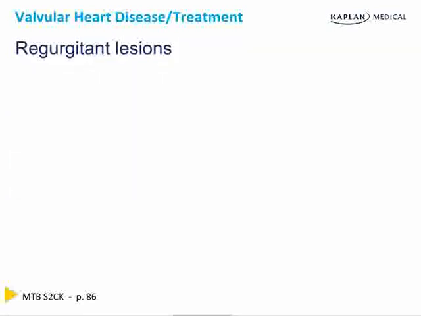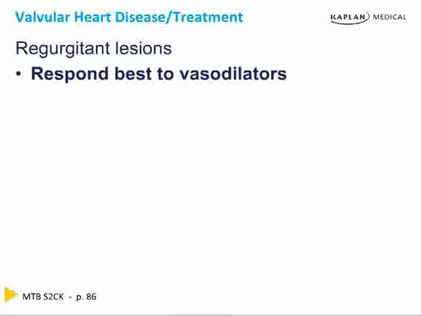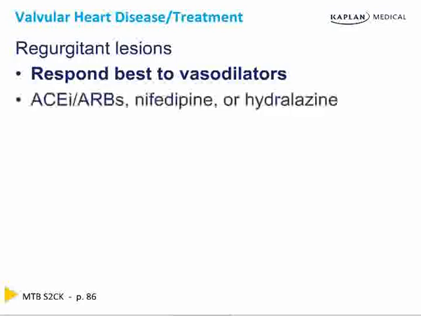The best initial therapy for regurgitant lesions is vasodilators. Now, what does a vasodilator mean to you? The best initial vasodilator for a regurgitant lesion is an ACE inhibitor or angiotensin receptor blocker, nifedipine or hydralazine. Now, if this was congestive heart failure alone from a weak muscle of the left ventricle, then ACE inhibitors and ARBs are clearly superior to nifedipine and hydralazine. But for a regurgitant lesion, which simply needs vasodilation, the difference between them is pretty similar.